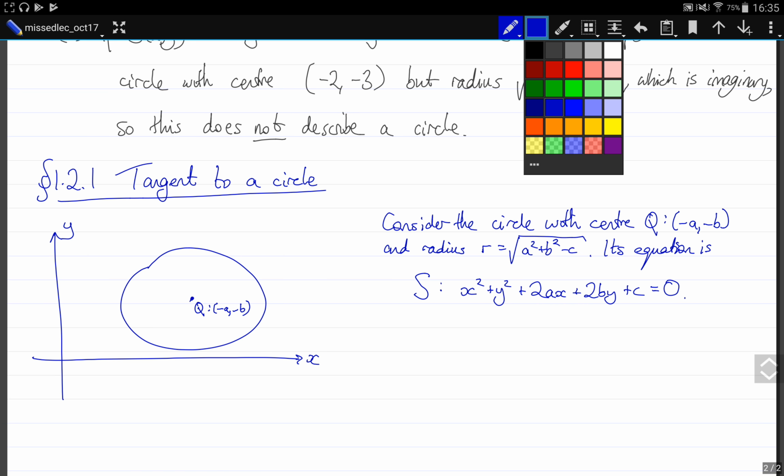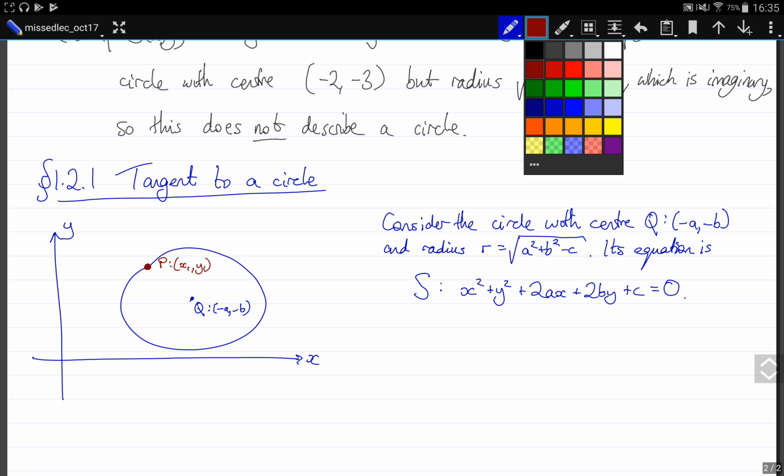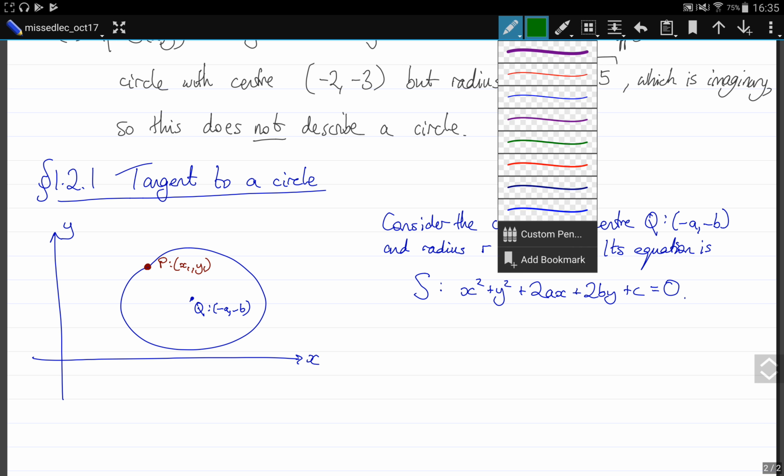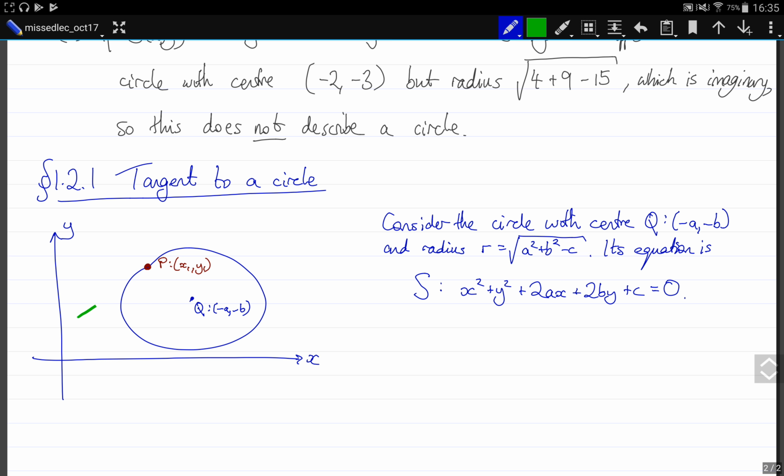Now, choose a point on the circle. Let's call it P, with coordinates x1, y1. And we seek the equation of the tangent to the circle through P.